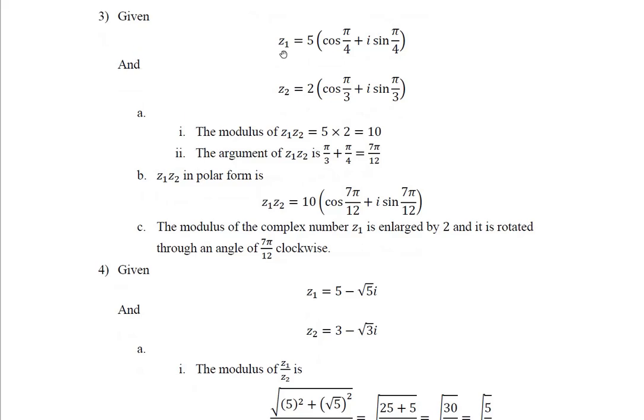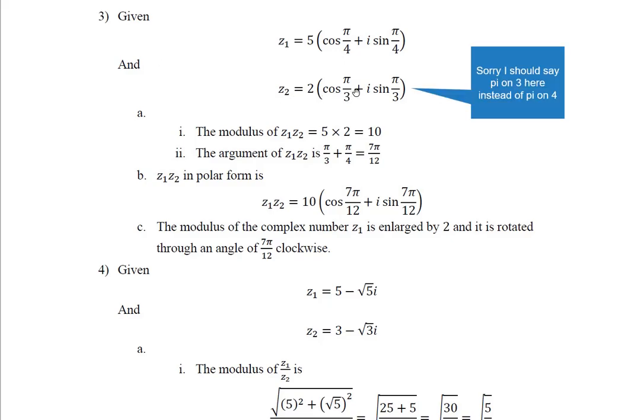Question 3. Given that z1 is equal to 5 into cos pi on 4 plus i sin pi on 4 and z2 is equivalent to 2 into cos pi on 4 plus i sin pi on 4, the modulus of z1 z2 is equivalent to 10. The argument of z1 z2 is pi on 3 plus pi on 4, which is 7 pi on 12. Hence, z1 z2 in polar form is 10 into cos 7 pi on 12 plus i sin 7 pi on 12. If we draw the complex number z1, we can see it is enlarged by 2 and it is rotated through an angle of 7 pi on 12 clockwise.